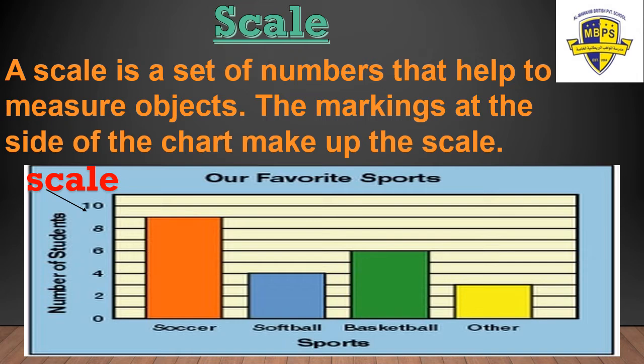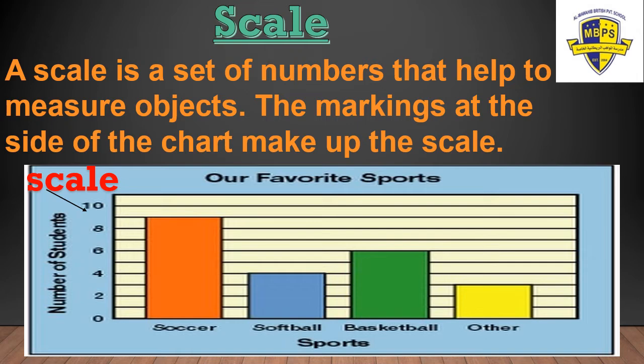You can see that there are numbers starting from 0 to 10. 0, 2, 4, 6, 8, 10. This is the scale. It helps us to read the bar chart. Now, let's read what is a scale. A scale is a set of numbers that help to measure objects. The markings at the side of the chart make up the scale.